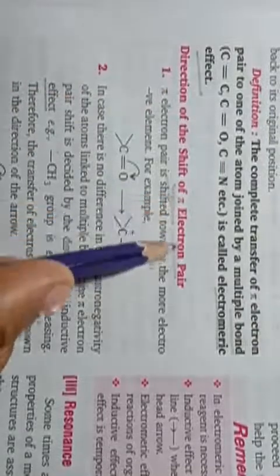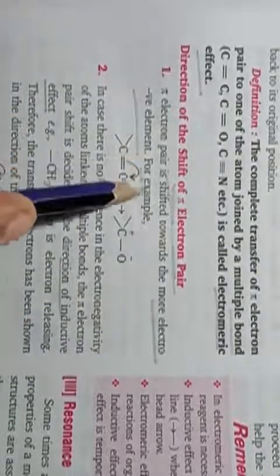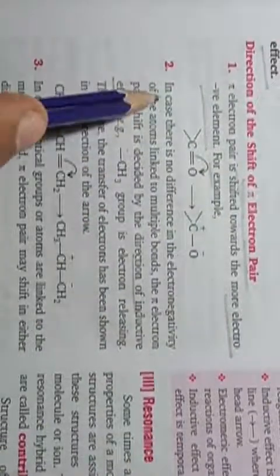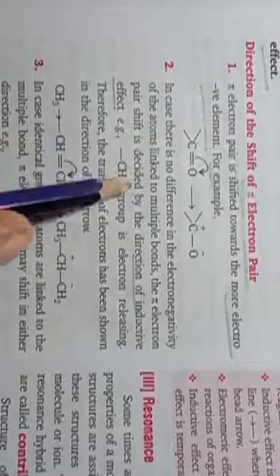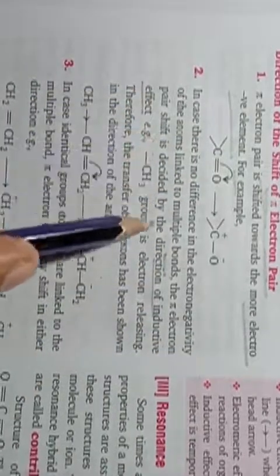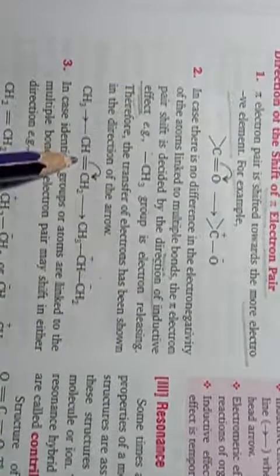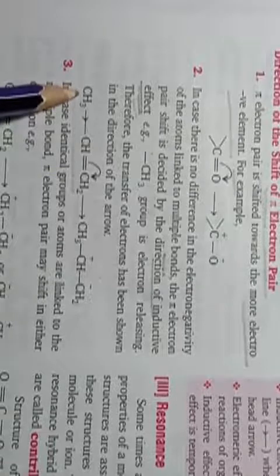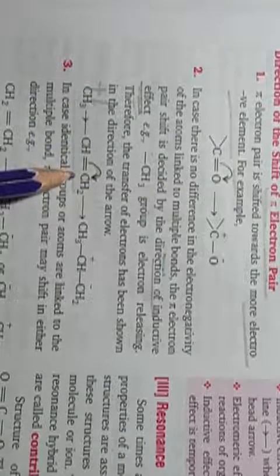Direction of the shift of the pi electron pair. The pi electron pair is shifted towards the more electronegative element. Second point, in case there is no difference in the electronegativity of the atoms linked to the multiple bond, then the pi electron pair shift is decided by the direction of the inductive effect. As you can see in this structure, CH3 is showing a positive inductive effect, so that is why the pi electrons are delocalized towards this CH2 group.